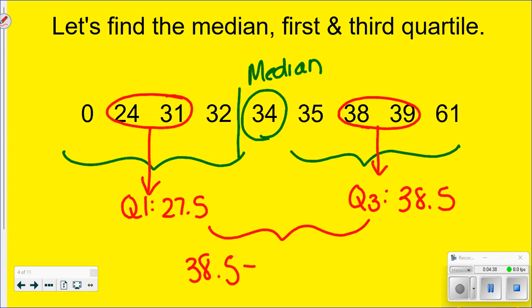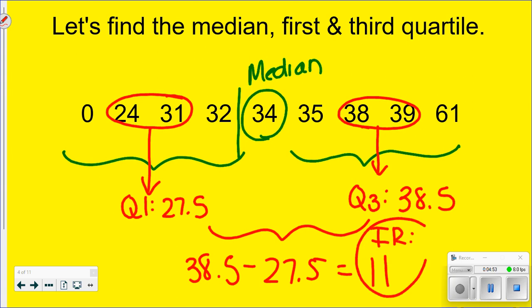So 38.5 minus 27.5 is 11. My interquartile range, and a lot of times they'll say it like this, IQR, interquartile range, is 11. So we just found a whole bunch of different things from this set of data. We found a median, we found quartile 1, we found quartile 3, and we found the interquartile range.